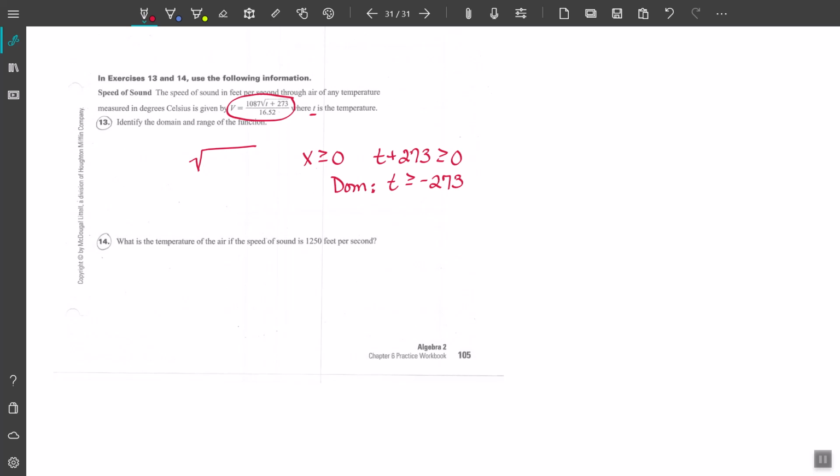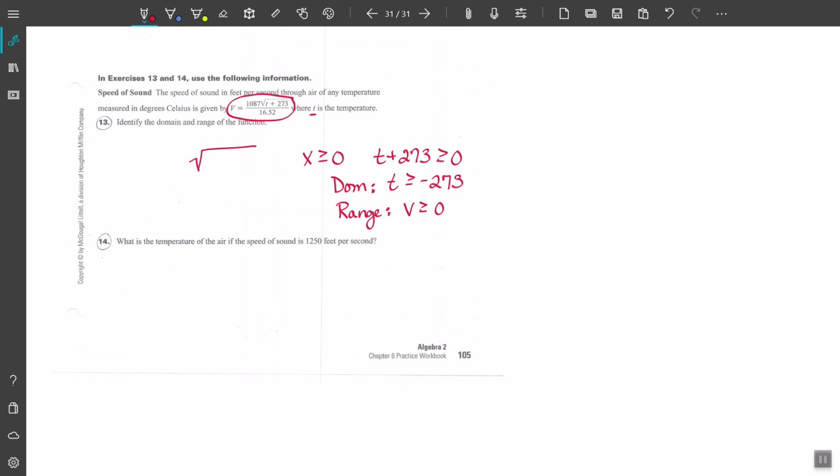And then your range can be, V can be anything greater than or equal to 0. All right, so we're talking about speed of sound. So we don't want to go into the negative values. And so we just need to limit that to anything greater than or equal to 0.